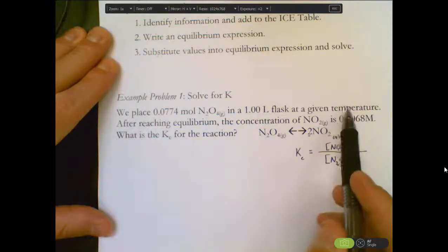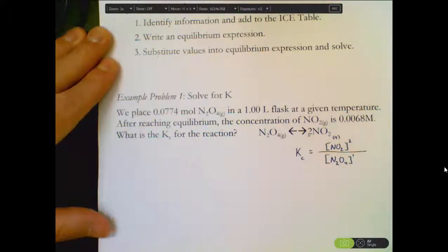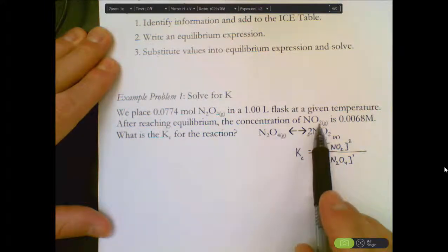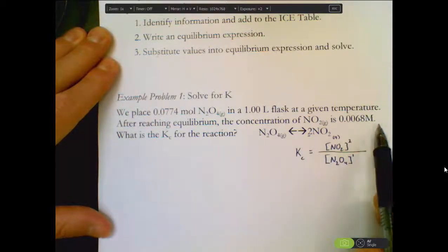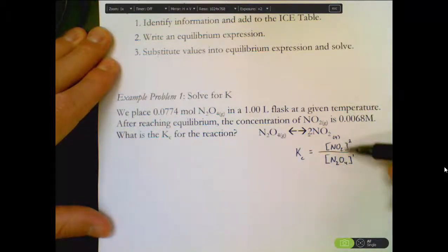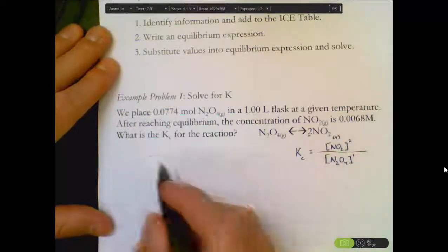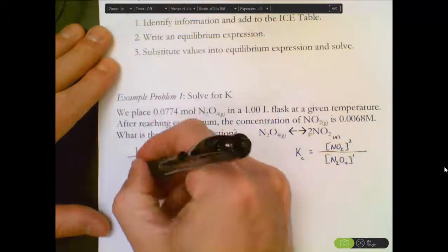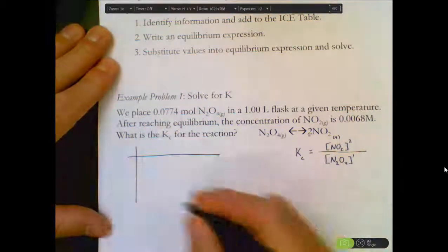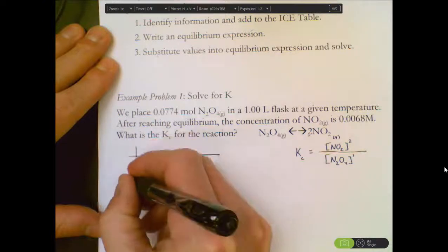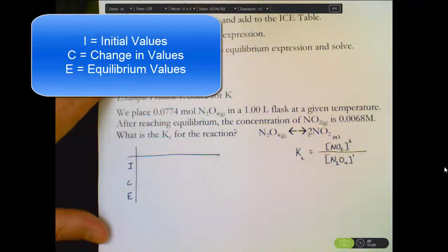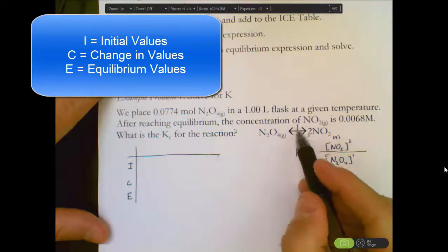This system does not say it's currently at equilibrium. It says after reaching equilibrium, the concentration of NO2 is 0.0068, but we need to figure out the concentration for both of these substances. So we have to use an ice table. To do that, you're going to set up a grid that looks something like this. We're going to write down ICE along the left. There's the ICE that makes up our ice table. And then we're going to put our two substances that we have.